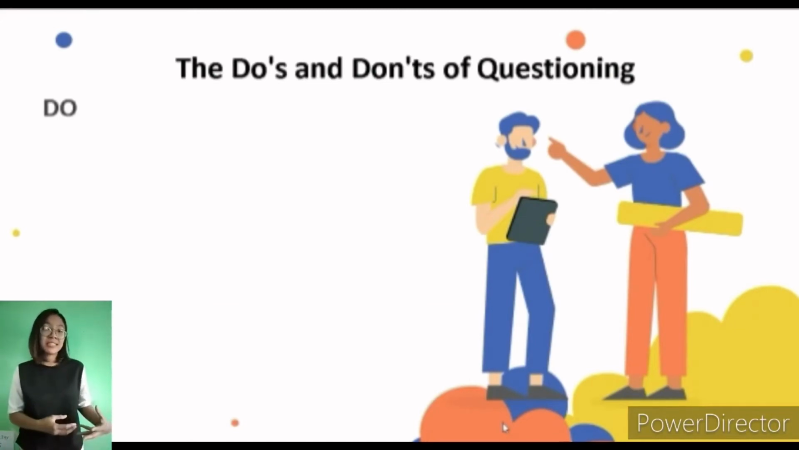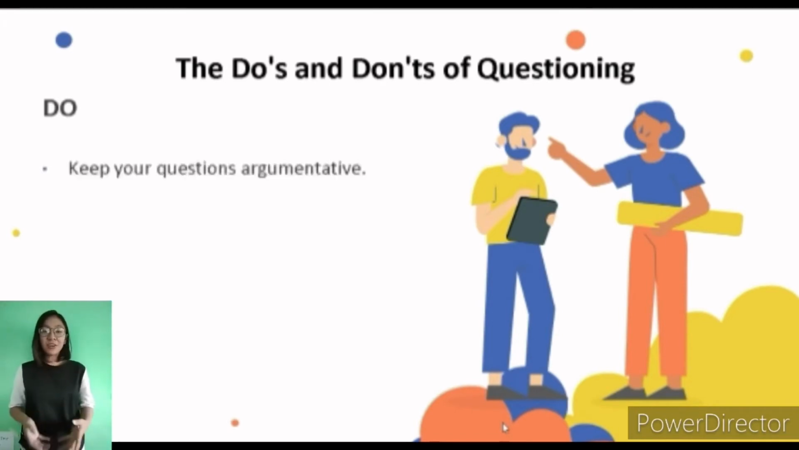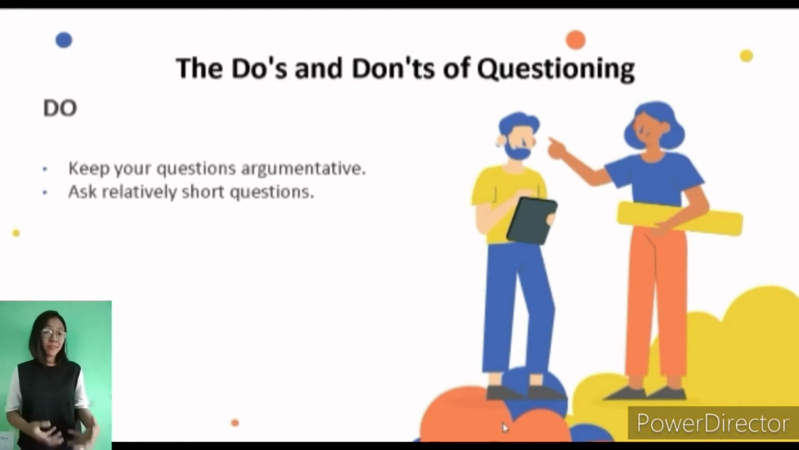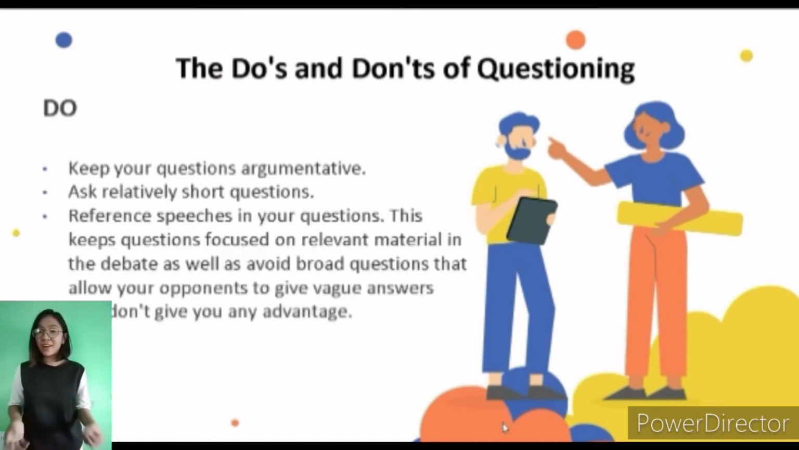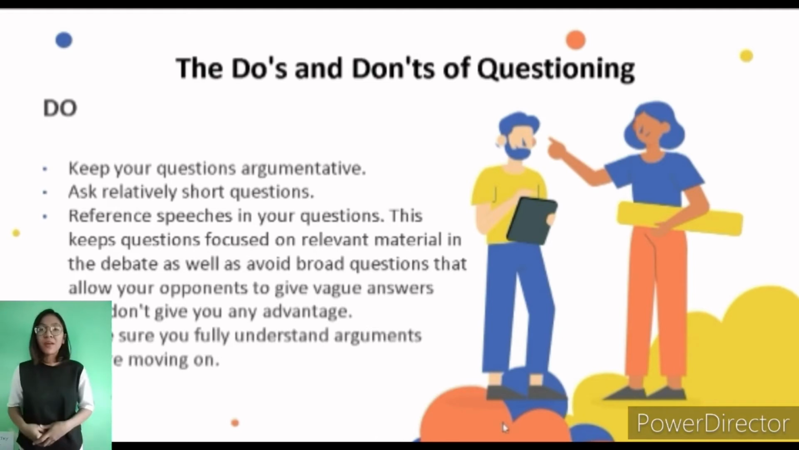So here we are going to explore the do's and don'ts of questioning in cross-examination and the do's and don'ts of answering when being cross-examined. So let's have the do's of questioning in cross-examination first. 1. Keep your questions argumentative. 2. Ask relatively short questions. This keeps questions focused on relevant material in the debate as well as avoids broad questions that allow your opponents to give vague answers that don't give you any advantage.